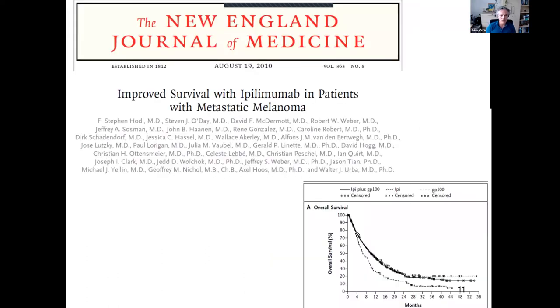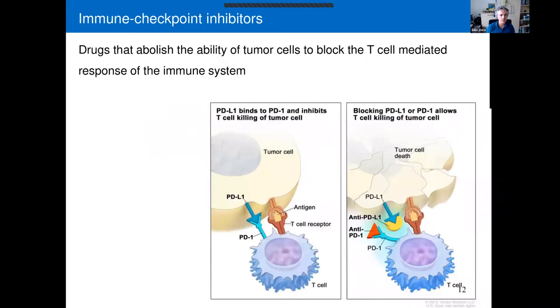Everything changed for melanoma in 2010 when this paper was published. This was a large multi-center, multinational clinical study in which a new type of therapy was used to treat metastatic melanoma patients. That was the first time that we got, in a consistent manner over a large population of patients, improvement in the prognosis and the survival of metastatic melanoma patients. The therapy that was used here was an immune checkpoint inhibitor, which is a type of cancer immunotherapy.